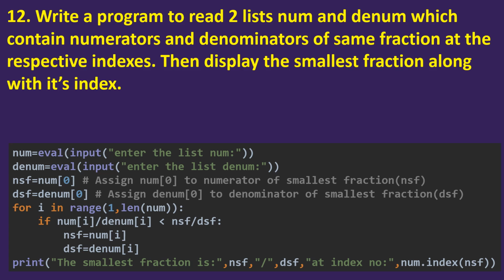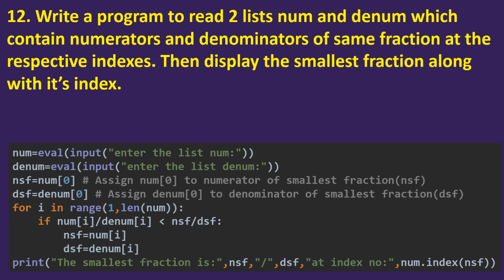Now, first of all, you have to find out the numerator of the smallest fraction. Let's say the numerator of the smallest fraction, NSF, is the value which is present at index number 0 of the num list, the list of numerators. And the denominator of the smallest fraction, let's store it in a variable DSF, which is the value at index number 0 of the list denum. That means the first two values.